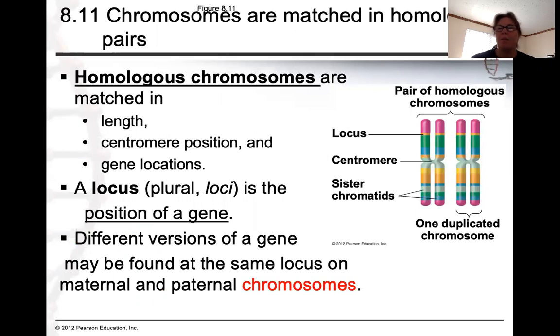Now, what I had mentioned with the homologous chromosomes is that they are very similar. They have the same length, their centromeres are in the same position, they have the same genes in the same location. Now, the type of gene they have may be different. So, mom might be short and dad might be tall, and mom might have brown eyes and dad might have blue eyes, but they'll have that information in the same spot on that chromosome. It's these differences in these forms or versions of the genes that make us all different.